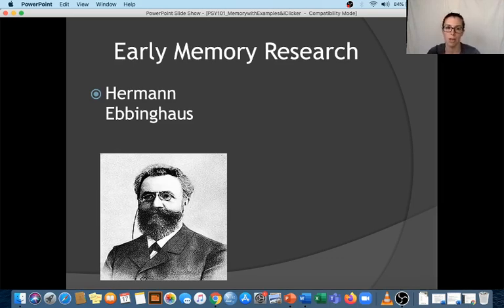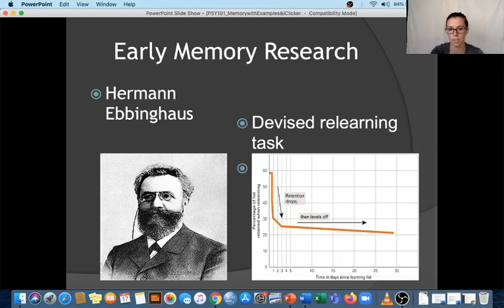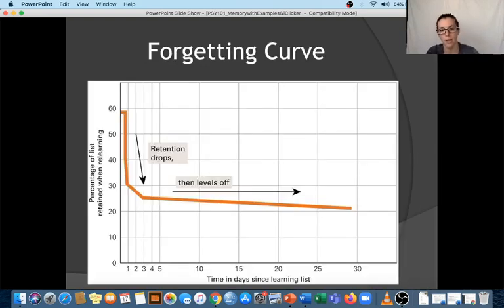Early memory research. Ebbinghaus was an early memory researcher, and he did a ton of experiments basically having people memorize nonsense words. So he actually did a relearning task. He would have them memorize lists of words, and you could see that once you've memorized a list, over the course of a few short days, you lose most of that retention, and then it levels off. And this is what we call the forgetting curve. Ebbinghaus's forgetting curve is that you forget most of the things within a few days, and then the rest of it sort of stays in your memory system. And here's a close-up.